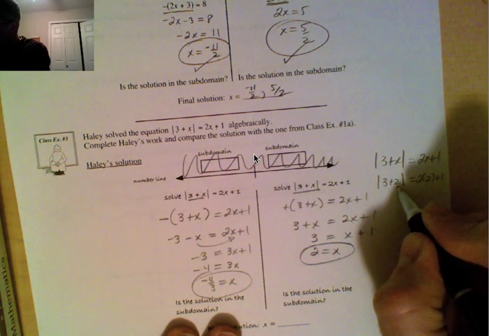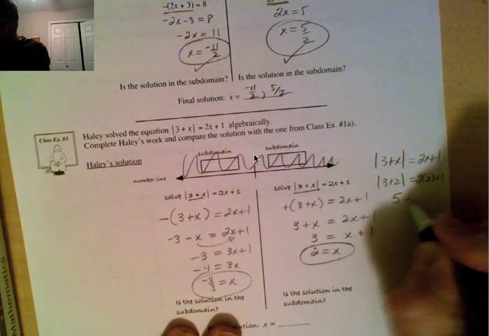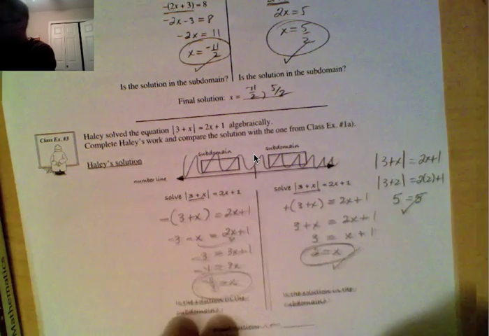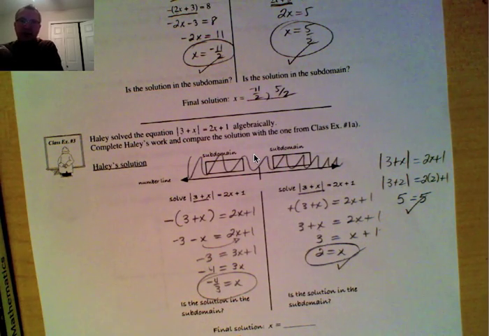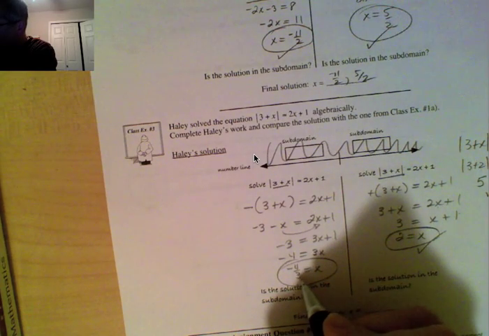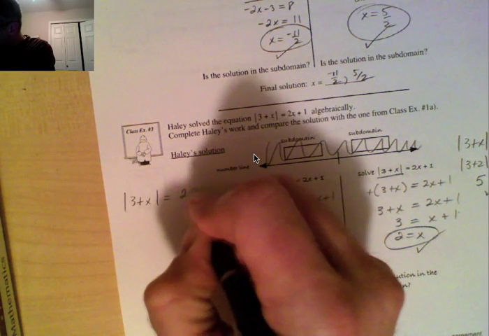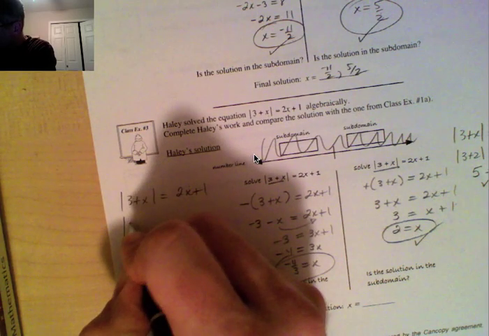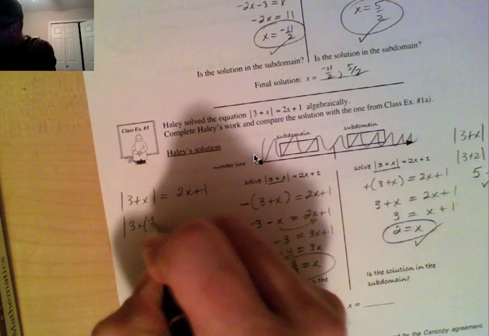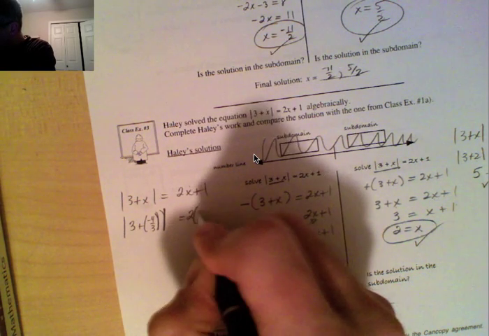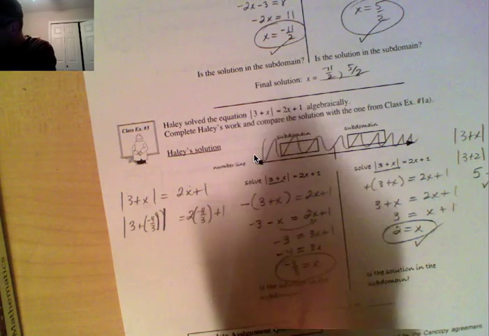Well, 3 plus 2 is 5, and the absolute value of 5 is 5. 2 times 2 is 4. 4 plus 1 is 5. So this checks out. x equals 2 is a solution. Now let's check negative 4 over 3, which is negative 1.3 repeating. So I'm going to start with my original function, and I'm going to plug this in. I'm going to get 3 plus negative 4/3, and I'm going to get 2 times negative 4/3 plus 1.